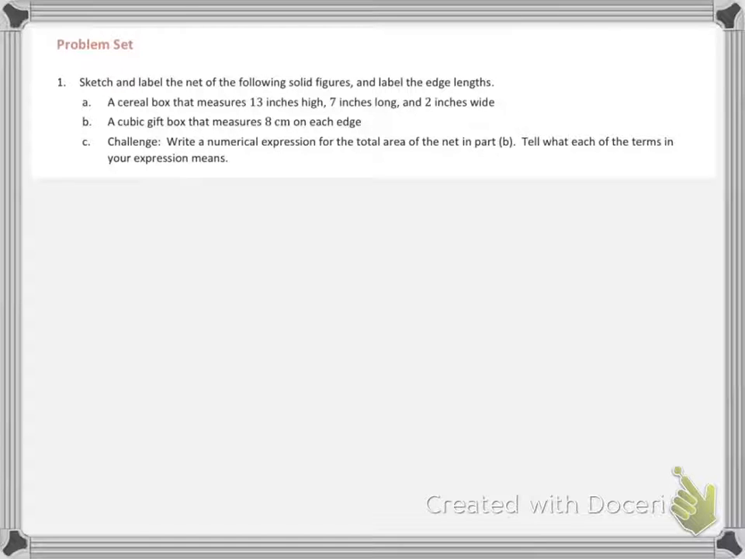Number 1, sketch and label a net of the following solid figures and label the edge lengths. Okay, so part A is a cereal box. It's 13 by 7 high. So I'm going to go, let's see, 13 by 7, that's going to be about like that, we'll say. And it's 2 inches wide, so that means I'm going to have a 2-inch wide side panel on both sides.